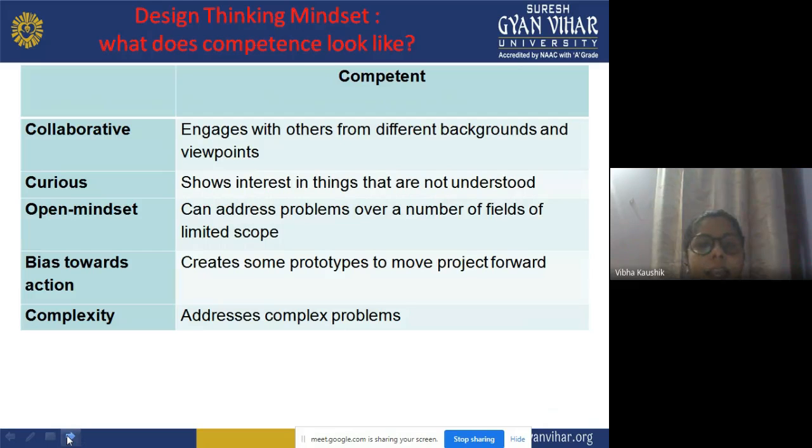Now, design thinking mindset: what does competency look like? Collaborative. When we make a group of students who are engaged together to learn something, they engage with others from different backgrounds and viewpoints.